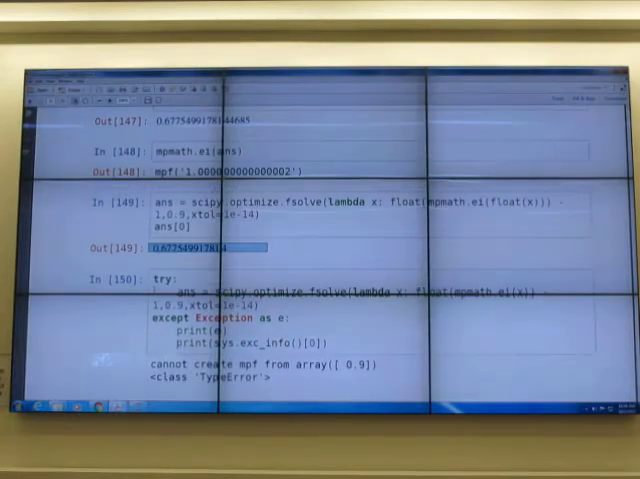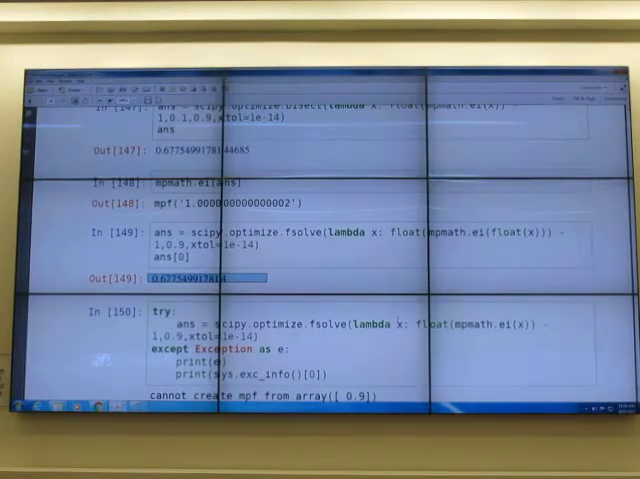If I use fsolve, see, this time I try to use it a little bit differently. I don't have float x. You see that x? I have lambda input as x, float of mpmath.ei of float x. When I do that, it works. If I don't have float x and put just x, somehow it doesn't work. mpmath takes the input of floating point. Okay, so this is something to keep in mind.